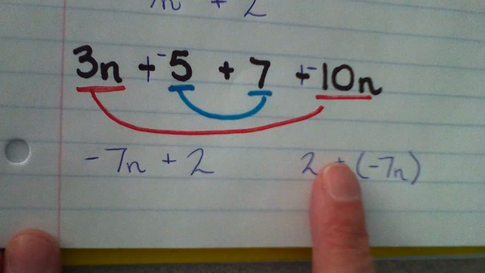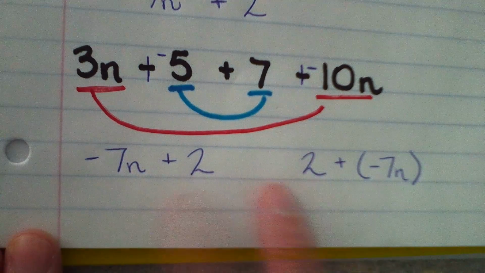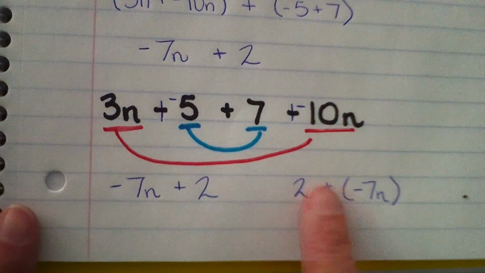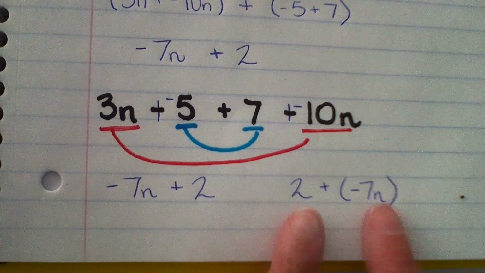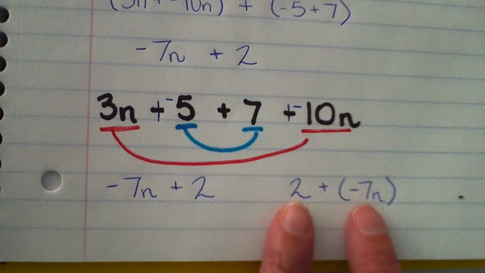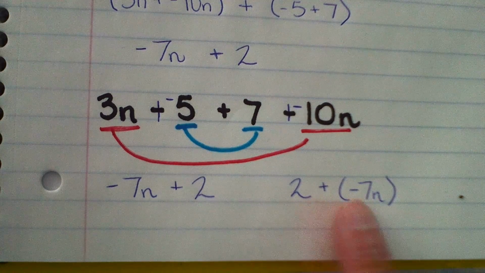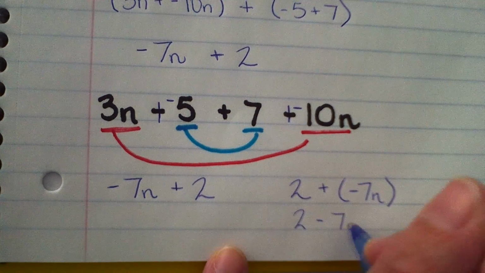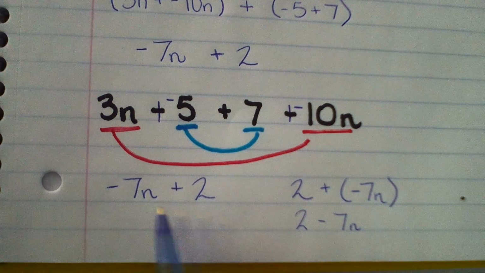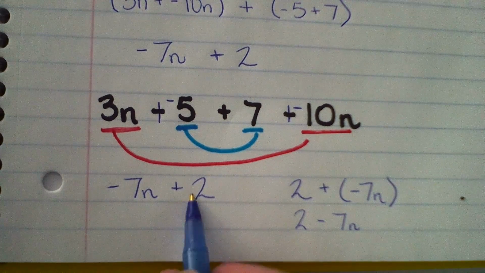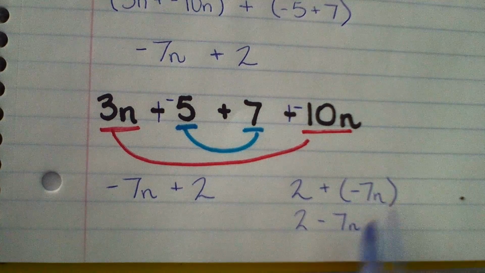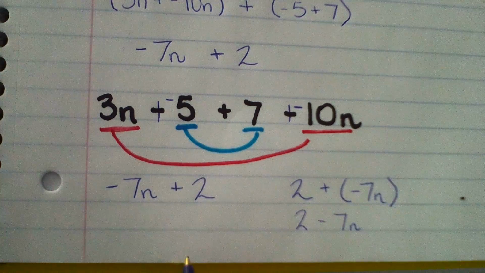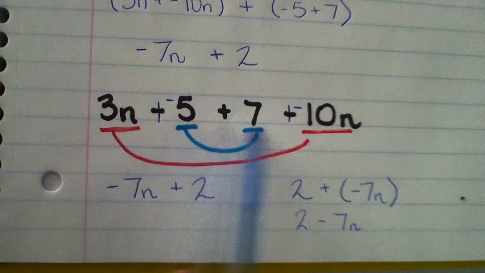All right, so these are equivalent expressions. There's also one more way you might see this: if I thought about this as subtraction, then I could think about this as 2 minus 7n. So please note that negative 7n plus 2, 2 plus negative 7n, and 2 minus 7n are all equivalent expressions, and they are all equivalent to this expression here.